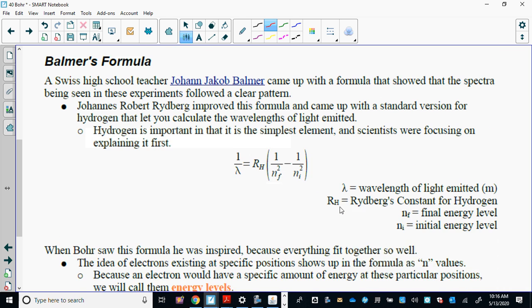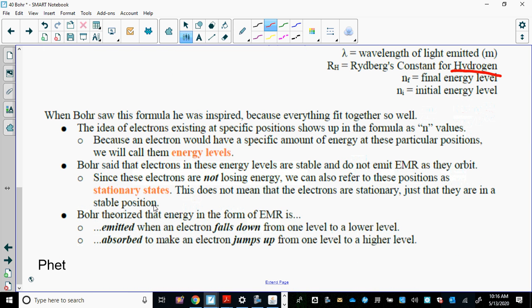Then the lesson goes on to the Balmer formula, and this has actually been taken out of the physics curriculum. The reason is it's a great formula, but it only works for hydrogen, which kind of makes it useless in the long run. If that's the only element it works for, why do it? So now we just discuss energy levels.